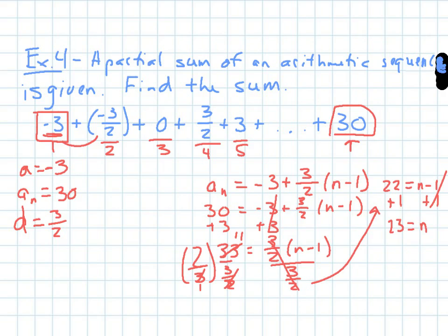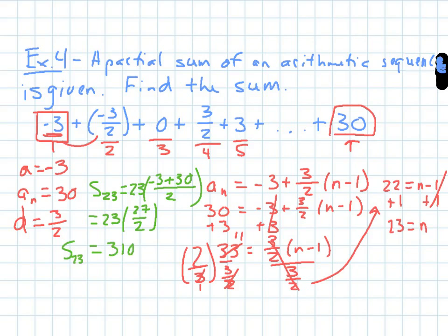So if I go to my, and let's use a different color because there's not much space left. There we go. So S sub 23 would be 23 times the negative 3 plus the 30, all divided by 2. So now negative 3 plus 30 would be 27. So if I plug that into my calculator, the 23rd partial sum of the sequence should be 310.5.